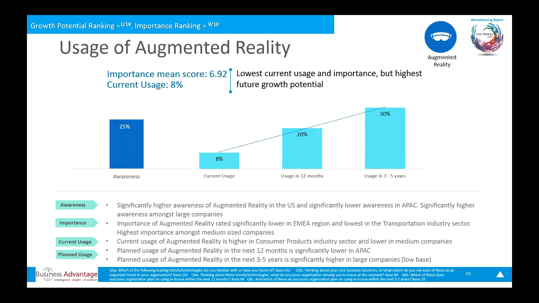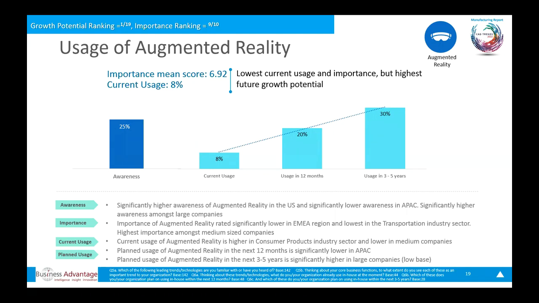And as Chris mentioned, we did provide a definition for each of the trends as part of the survey. And we defined augmented reality as the use of non-geometrical data to augment a CAD model view with the direct or indirect physical real-world environment.